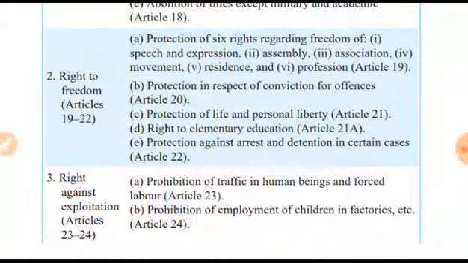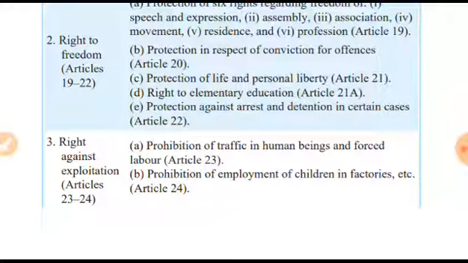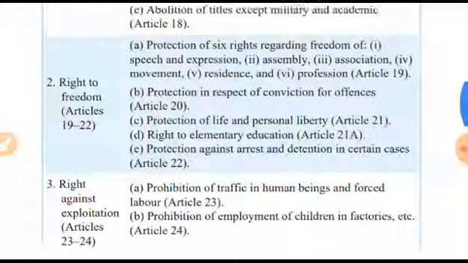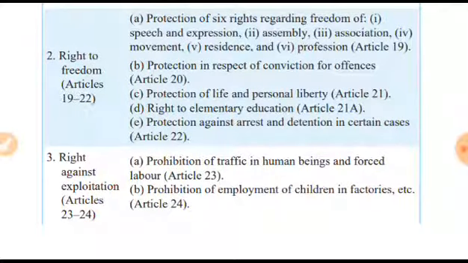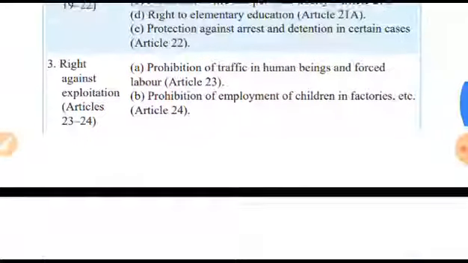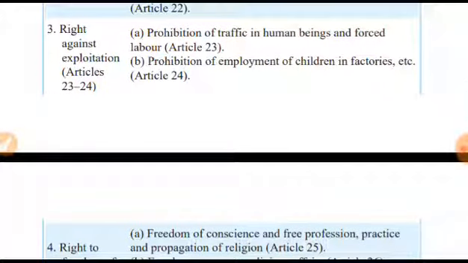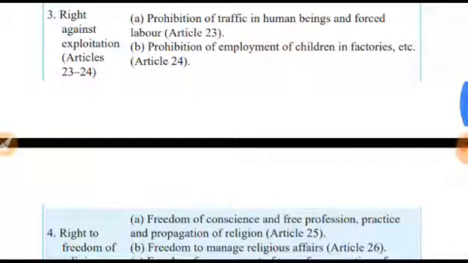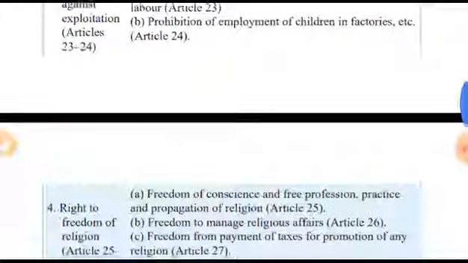Article 21 is protection of life and personal liberty. Article 21A is the right to elementary education. And Article 22, protection against arrest and detention in certain cases. Right against exploitation, Articles 23 to 24. Article 23 is mainly prohibition of traffic in human beings and forced labor. Article 24, prohibition of employment of children in factories.